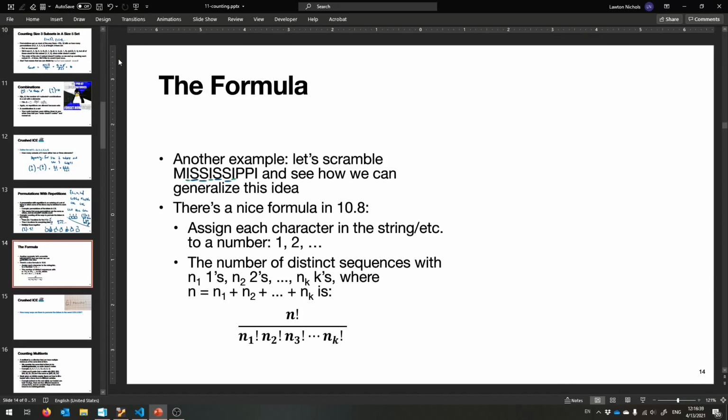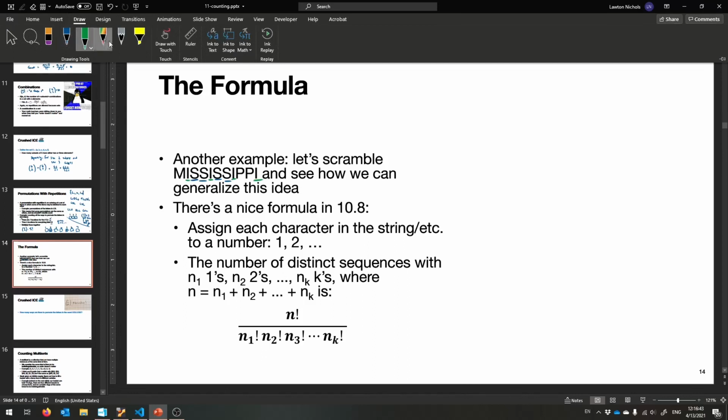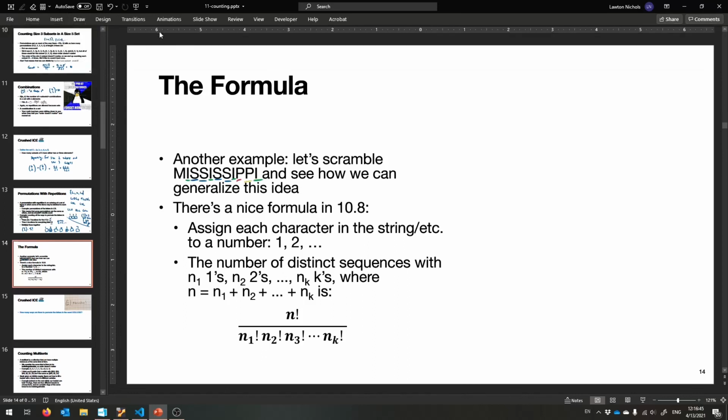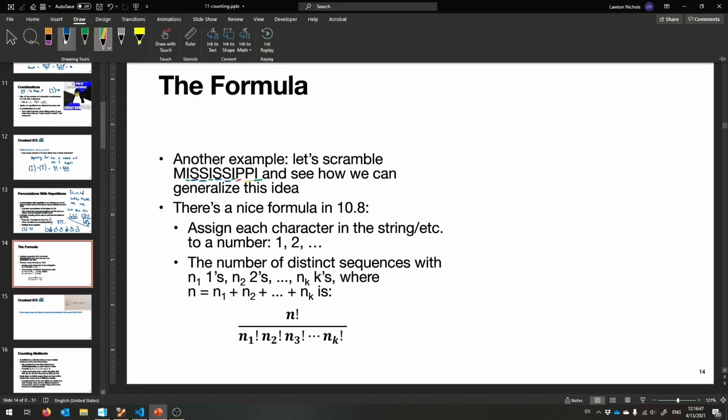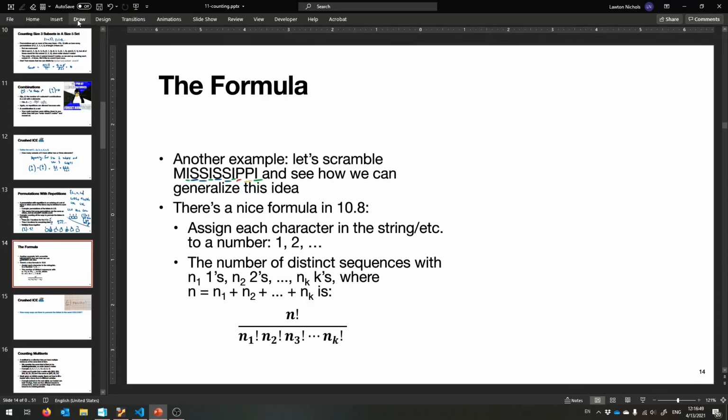There are 4 I's that are doubled up, and then you have 2 P's that are doubled up. Okay, so we want to scramble all these letters. All right, how many different ways are there to scramble Mississippi? That is 11 characters total.